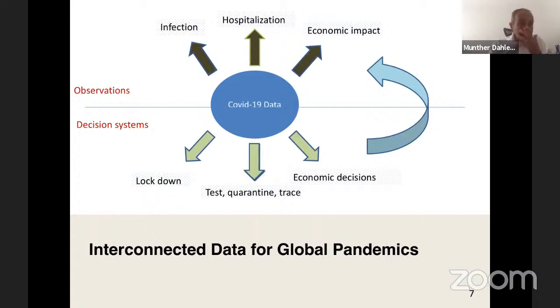And finally, the economic decisions. I think it's really important to recognize one of the failures that happened in a lot of countries: the disconnection between healthcare people and economic decision makers, and of course politicians for that matter. The healthcare people are entirely incentivized to prevent the number of deaths.